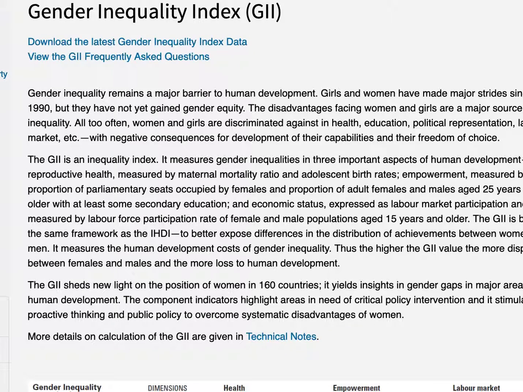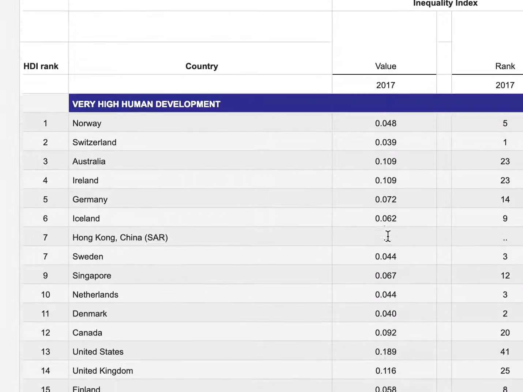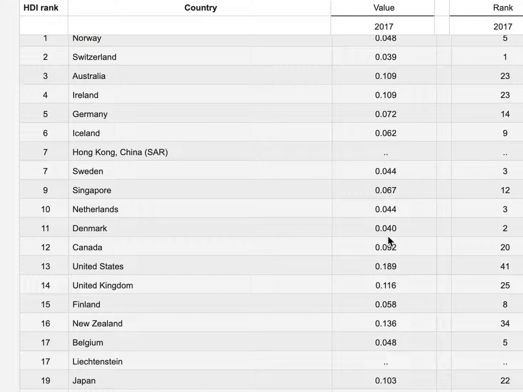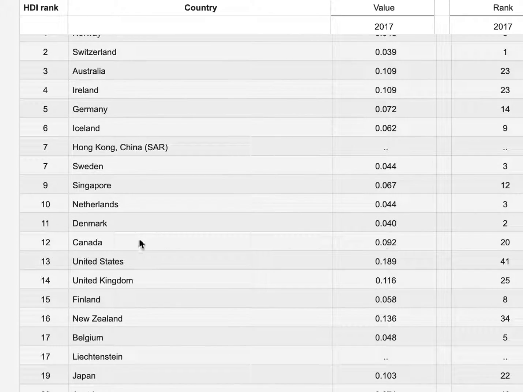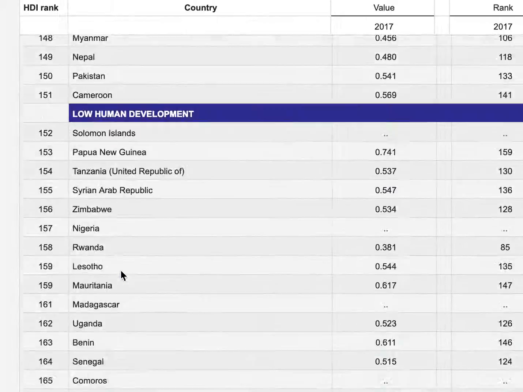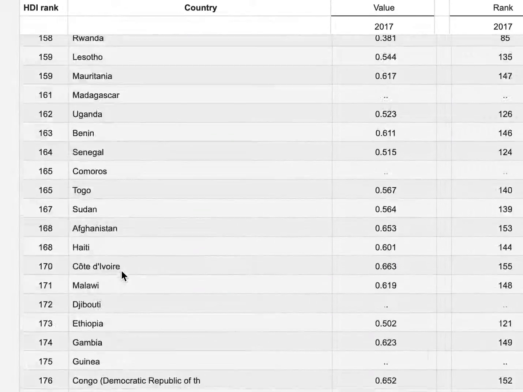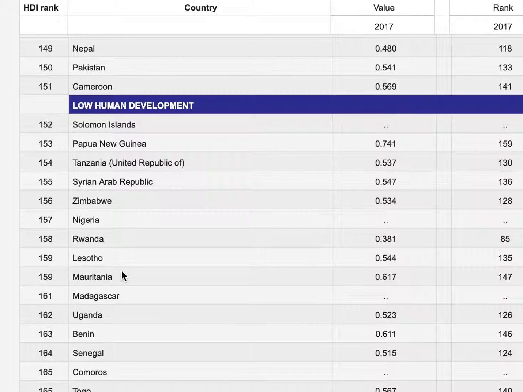So if we look at the GII, the Gender Inequality Index, we see the same countries again: Norway, Switzerland, Australia, Ireland, and Germany. And the US is number 13 again. And then let's go all the way down. Close your eyes. Let's go all the way down. And the countries that are scoring low on human development are the same countries when it comes to gender inequality. So it's very, very interesting.